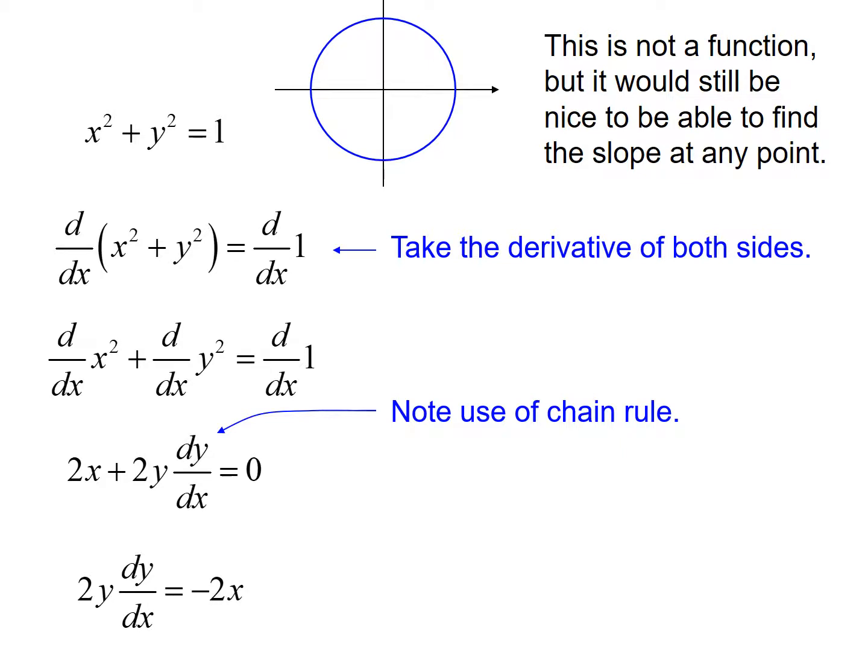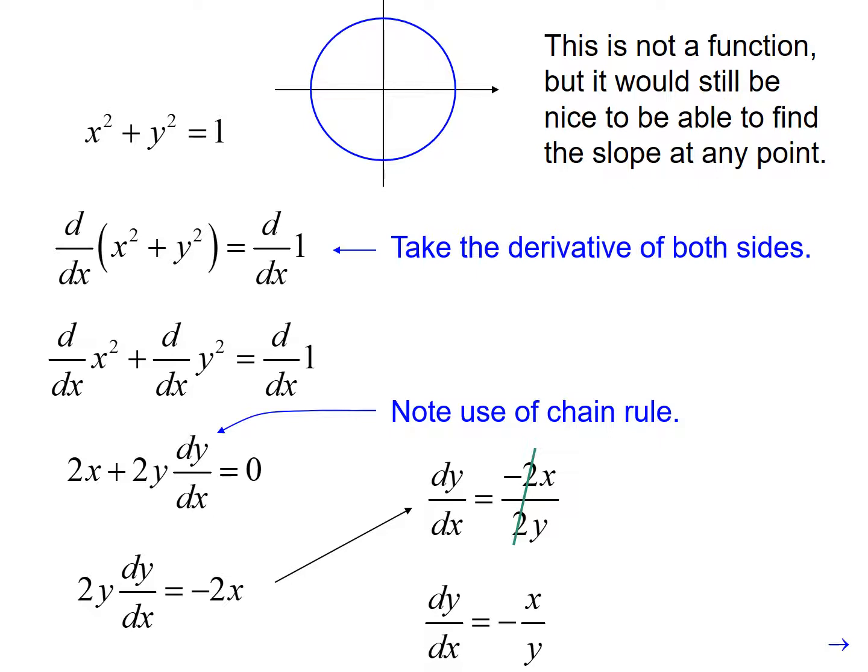So now we're going to rearrange because we're trying to get dy dx by itself. So subtract 2x and divide by 2y. We can cancel out those 2's, and now we can find the slope at any point along this curve is equal to negative x over y.